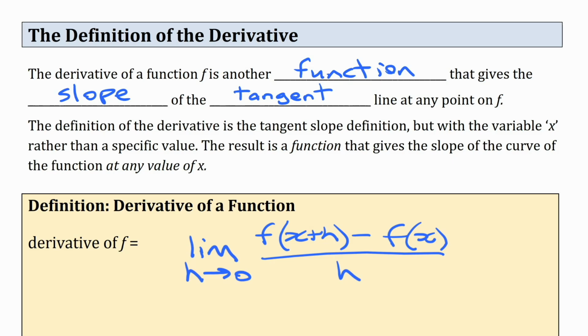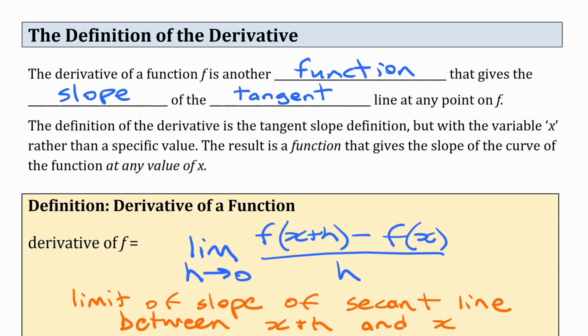And then what's important is to not just have this expression, because that's the slope of the secant line. You need the limit in front of it here to push those 2 points together, and then you have the slope of the tangent line. So, the limit of the slope of the secant line between x plus h and x.